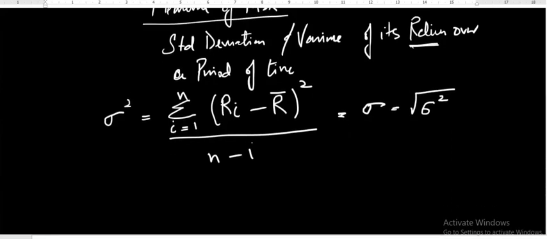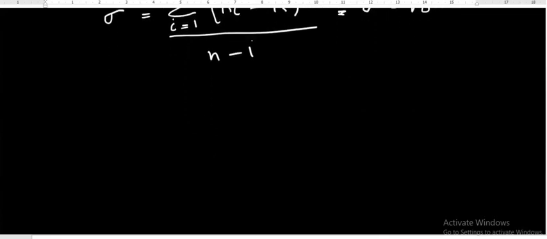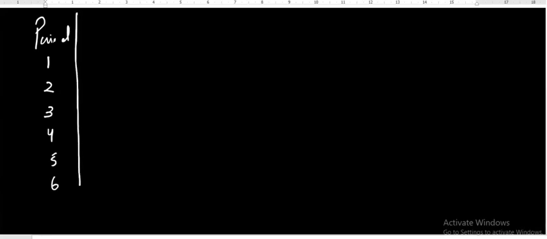Now let me take an example to explain how to actually calculate the risk on a single commodity. Say for example I have 6 time periods, 1, 2, 3, 4, 5 and 6, and I have return on a particular security denoted as Ri, that is, in percentage terms: 15, 12, 20, minus 10, 14 and 9.